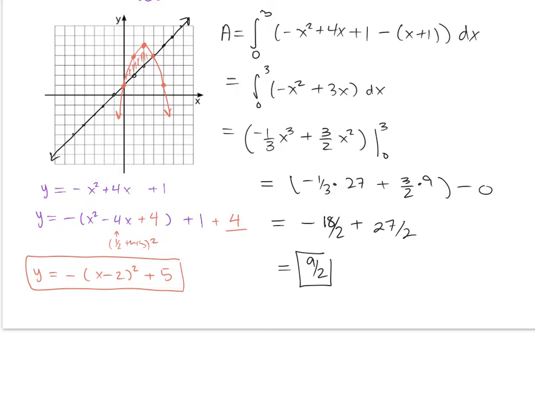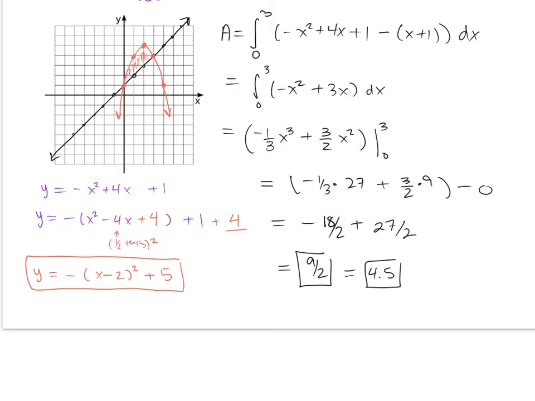WebAssign will be totally cool if you give it 4.5, but don't give it 4.5 as a mixed number. I won't dock you for that, but WebAssign thinks you mean 4 times a half, which is 2, as opposed to 4 plus 1/2, which is 4.5, right?